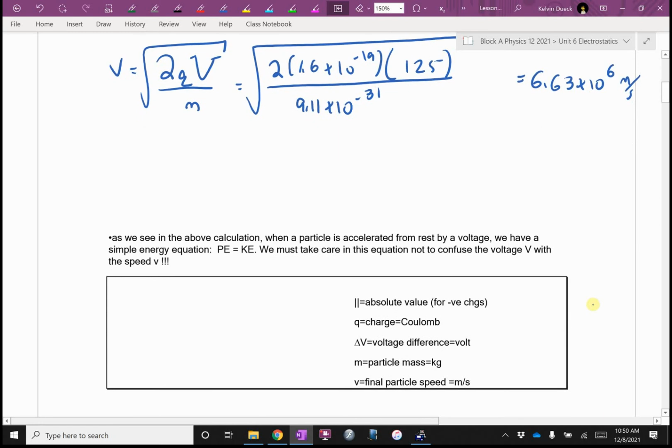So in the above calculation, when a particle is accelerated from rest by a voltage, really what we're saying is all of the potential energy turns into kinetic energy. You have to be careful here, though. Don't confuse V with V.